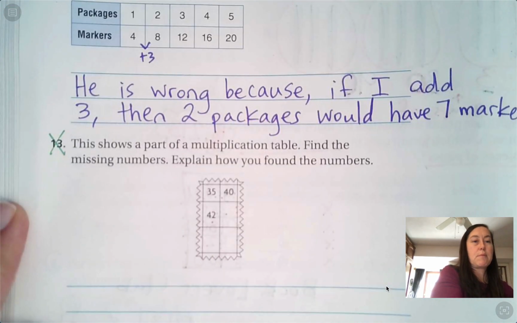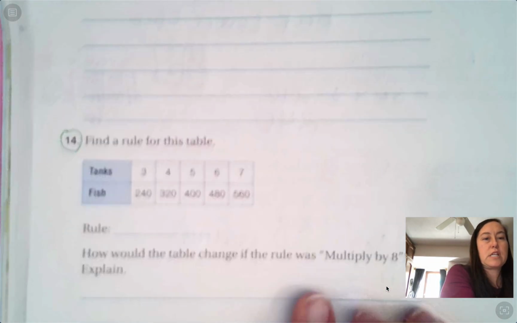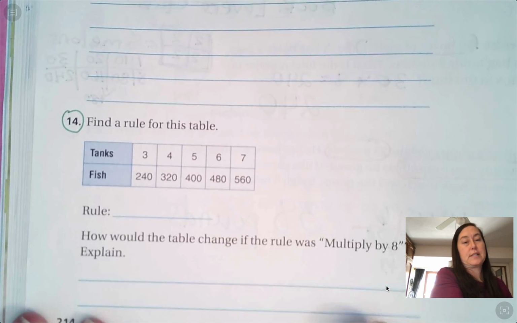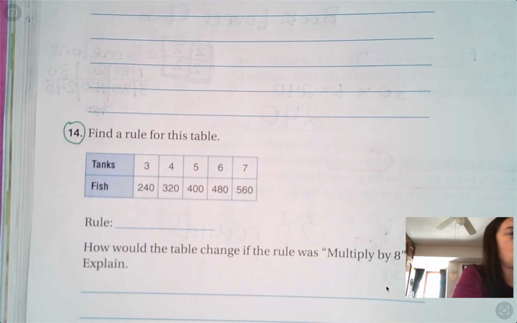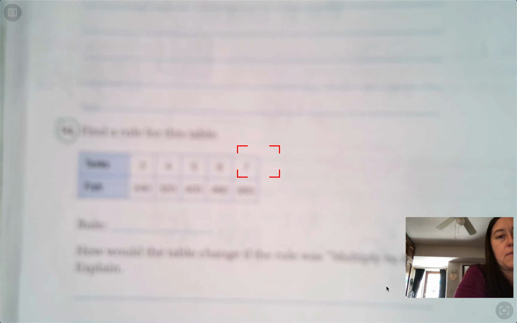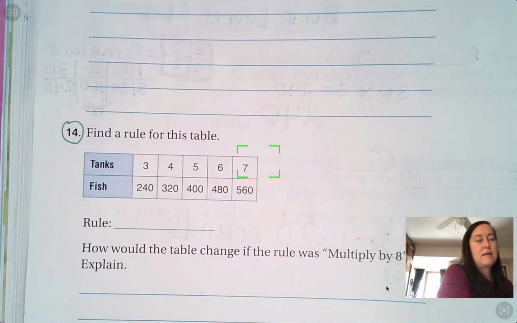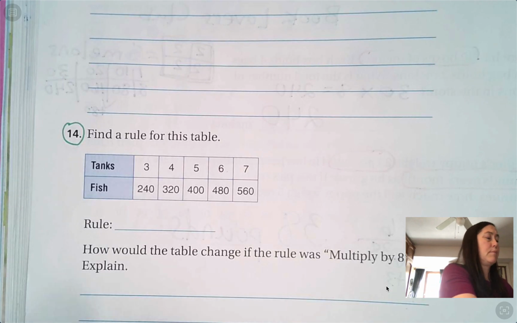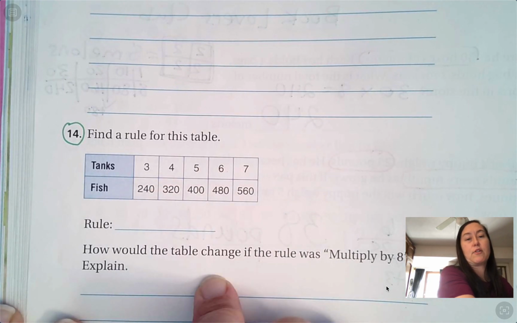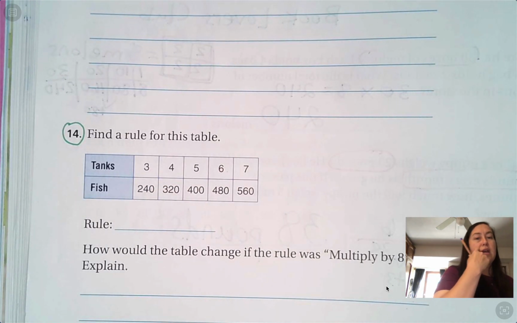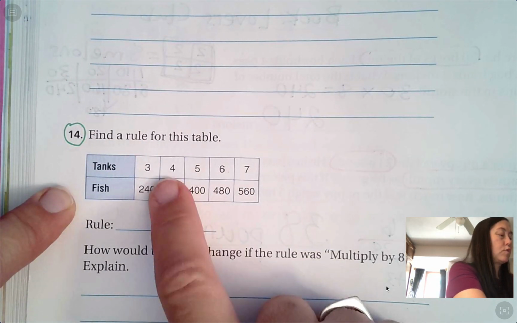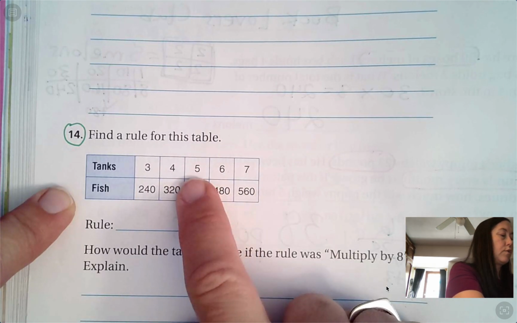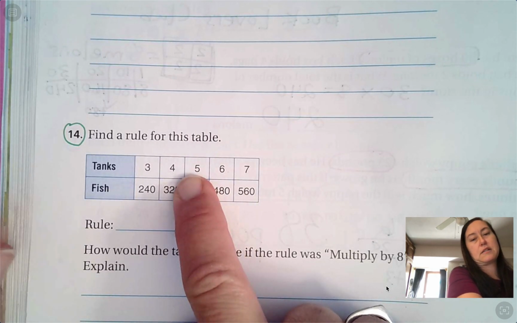We are going to skip number 13. We are going to move to number 14. Find a rule for this table. Now, I see these zeros and I'm going to try to ignore those in my head because I just like to multiply a little easier and then just know I can add the 0 back on. So 3 tanks holds 240 fish or 24 fish. 4 tanks could hold 320 or 32 and then add a 0 back on, right?